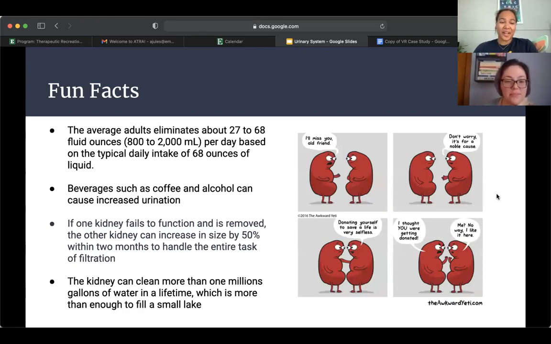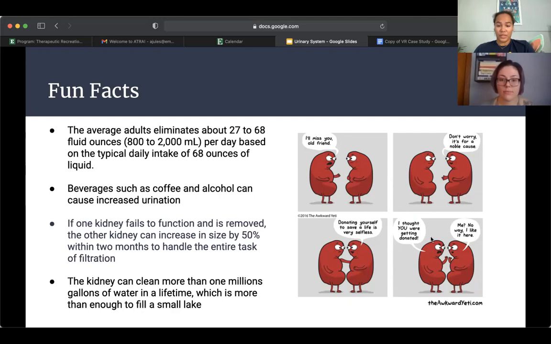And last, we have some more fun facts. The average adult eliminates about 27 to 68 fluid ounces, which is about 2,000 milliliters per day, based on the typical daily intake of 68 ounces of water. Beverages such as coffee and alcohol can increase urination. And if one of the kidneys fails to function and has to be removed, the other kidney is able to increase by about 50% within 2 months and is able to handle the entire task of filtration all by itself, which is pretty awesome. And lastly, the kidney can clean more than 1 million gallons of water in a lifetime, which is enough to fill a small lake.